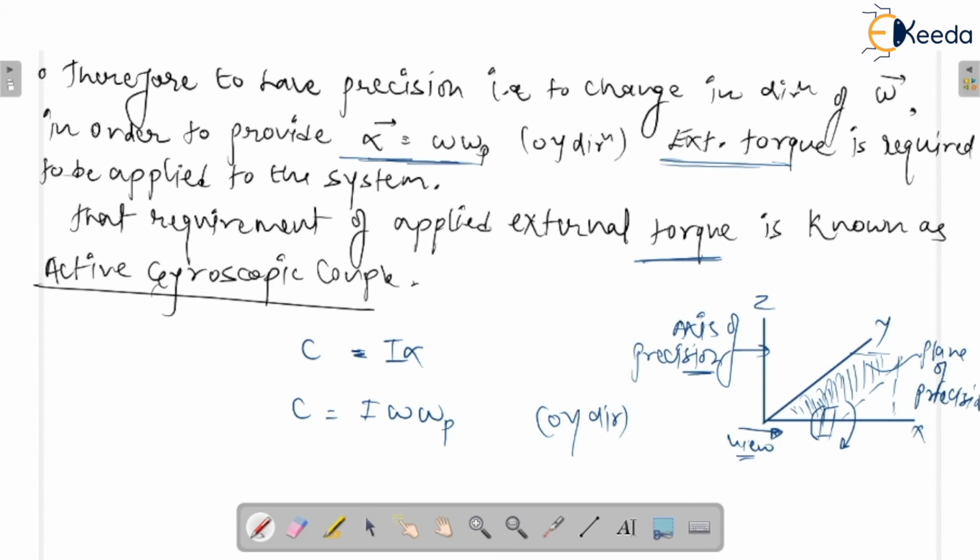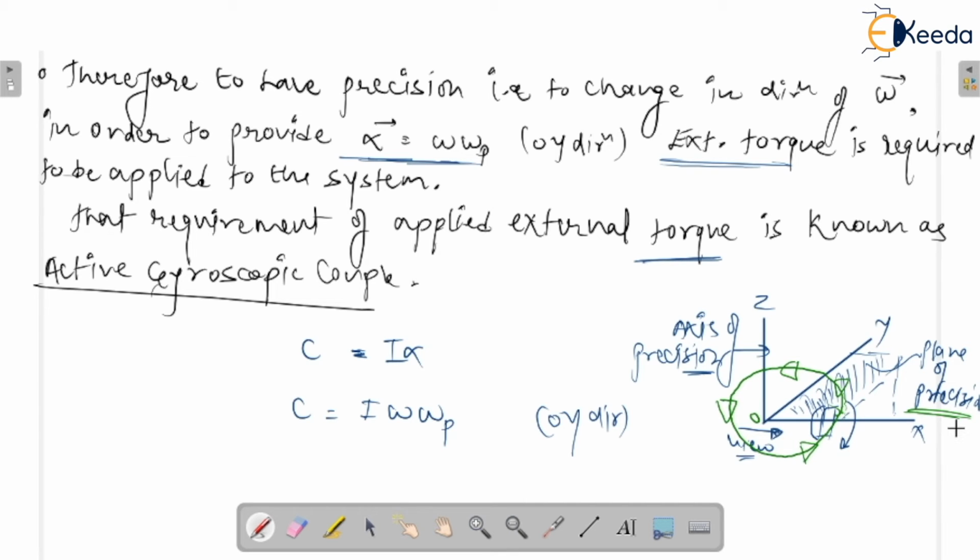What is the plane of precession? Basically, I am going to tell you again. This body is rotated in the clockwise direction, that's fine, but it also has a rotation around the OZ axis. That is known as the axis of precession. Precession means a change in the direction of omega. So this is around OZ, that is the axis of precession, and the plane is the xy plane. This is the plane of precession.